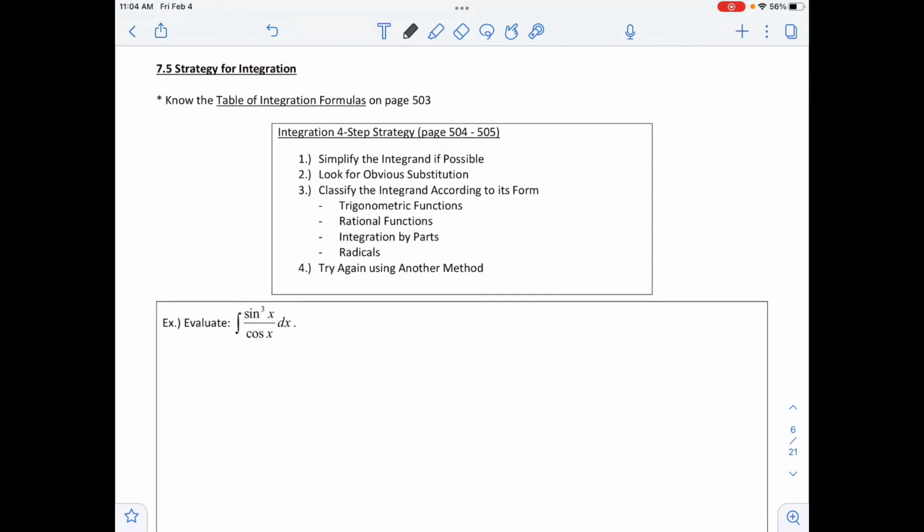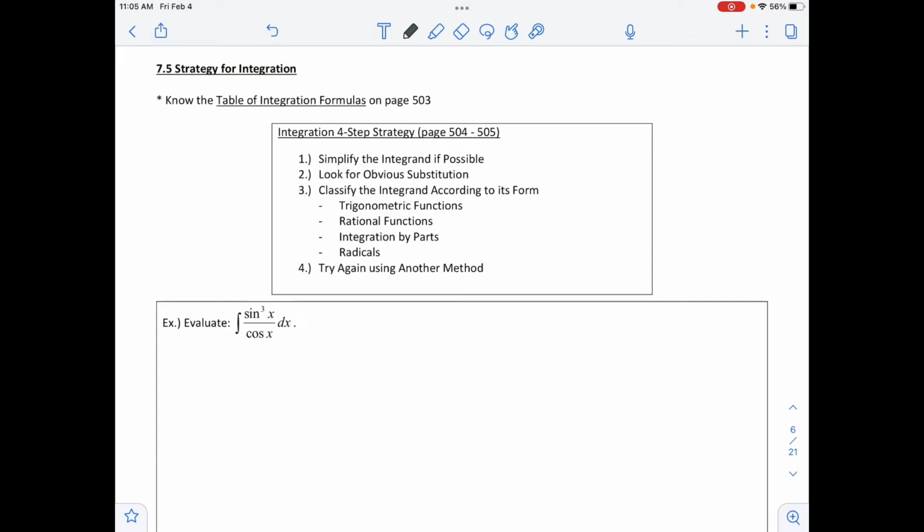Step 2 says look for obvious substitutions. This would be using u-sub, a method that we've discussed in Calc 1 and also in Calc 2. And then 3 is to classify the integrand according to its form. It's either a trigonometric function, a rational function, integration by parts, or radicals. The biggest thing to note here is that if it doesn't work, that's okay, it happens. You're just going to erase it and try again using another method.